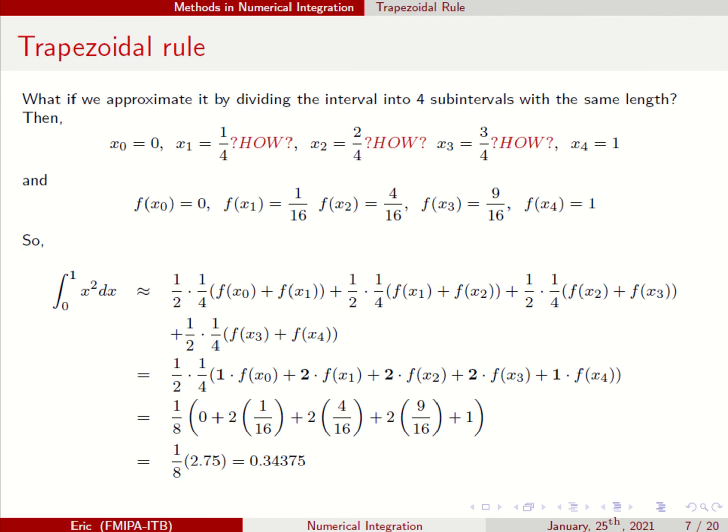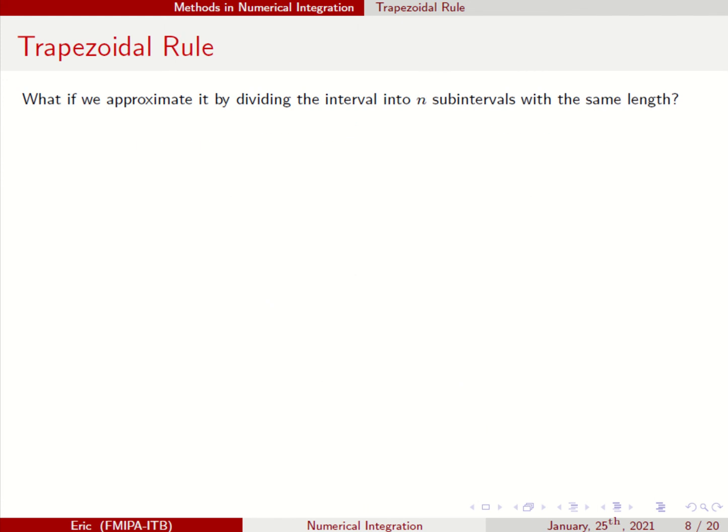Okay, last one. What if we want to divide it into n subintervals with the same length? Can you guess what x1 is? And what is the length of the subinterval? Yes, the length of the subinterval is 1 over n, because we want to have the integral from 0 to 1 divided into n subintervals. So the subinterval should have length 1 over n.